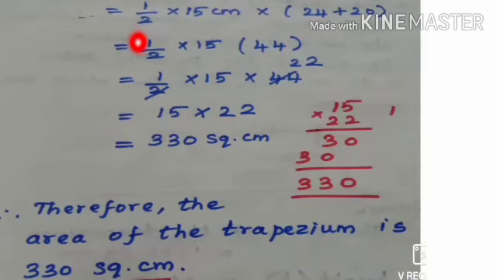Here we have to substitute all the given values. 1 by 2 into the value of h is 15. The values of a and b are 24 and 20. And here by using the BIDMAS rule, we have to do the calculation within the bracket first. 24 plus 20 is 44. That is 1 by 2 into 15 into 44. Now cancelling 44 and 2, we get 22. Now multiplying 15 and 22, we get 330 square centimeter, which is the area of the trapezium.